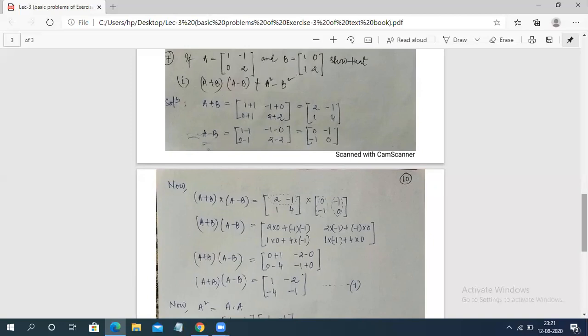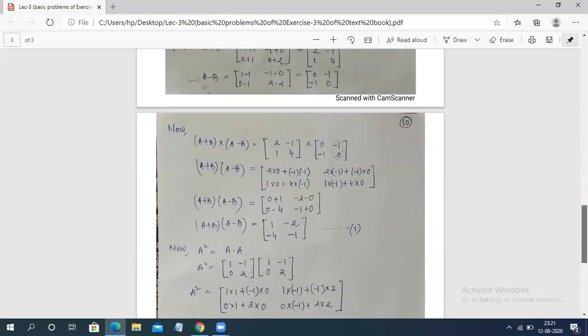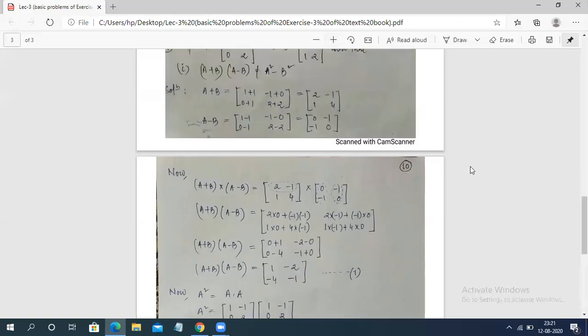Next step, you have to multiply these two matrices, A plus B and A minus B. This is the matrix A plus B: 2, minus 1, 1, 4. And the matrix A minus B is 0, minus 1, minus 1, 0. Then multiply these two matrices.